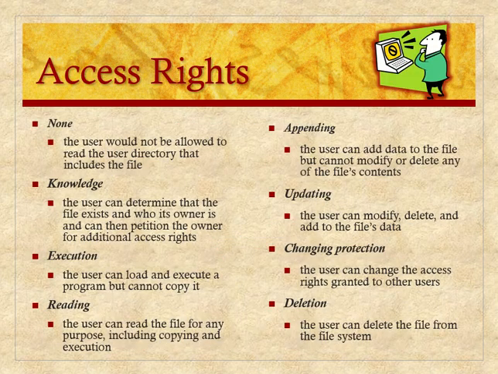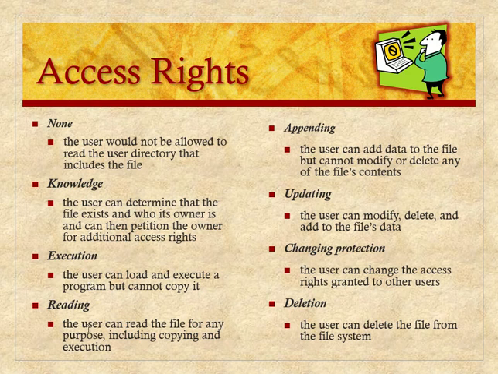First, about access rights. Here are the types of access rights that can be assigned to a particular user for a particular file. First is none, no right at all. Second is knowledge, meaning the user knows that the file exists. Third is execution. The user can execute the program file, okay? Can load but cannot copy it.